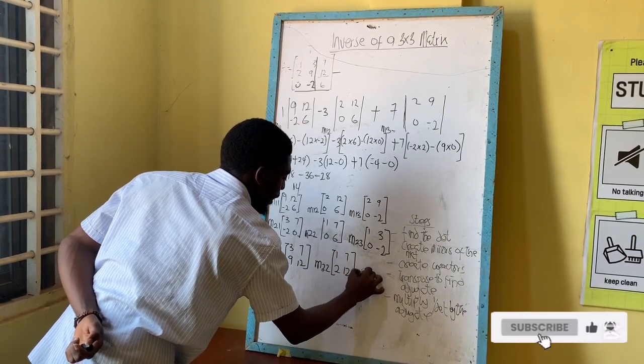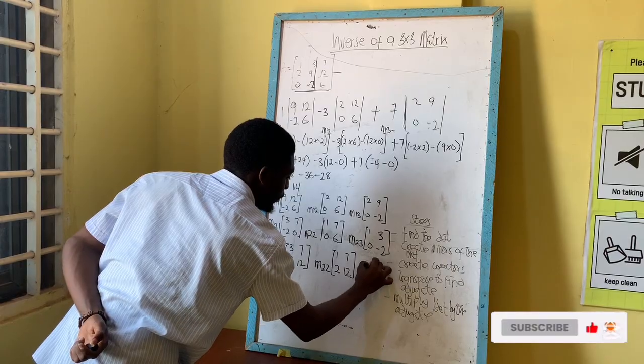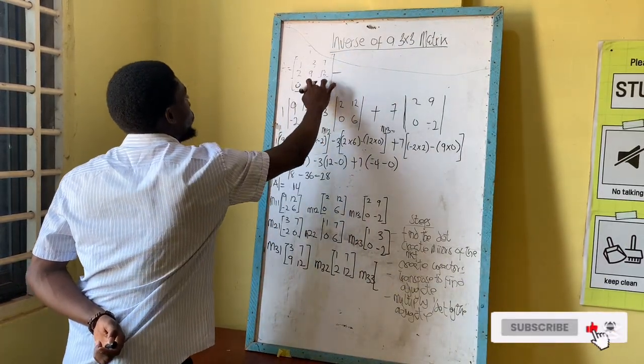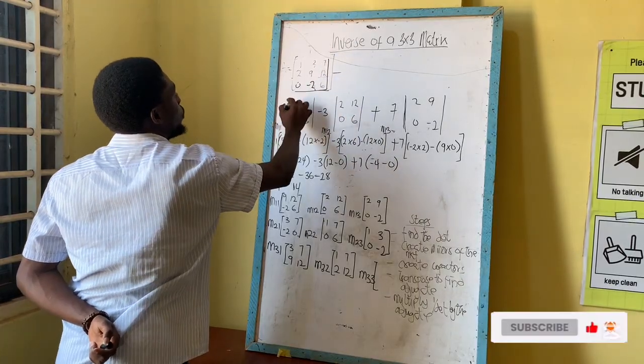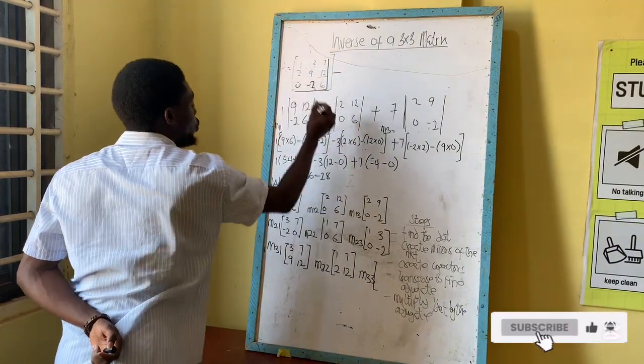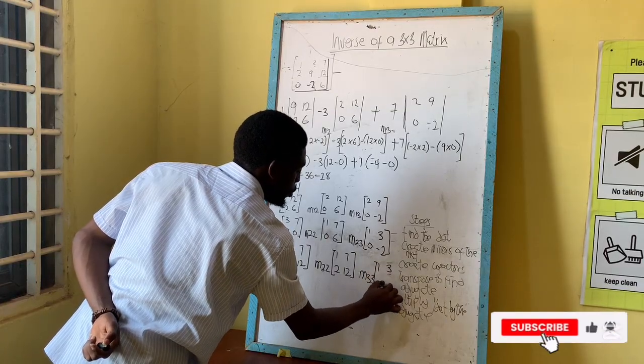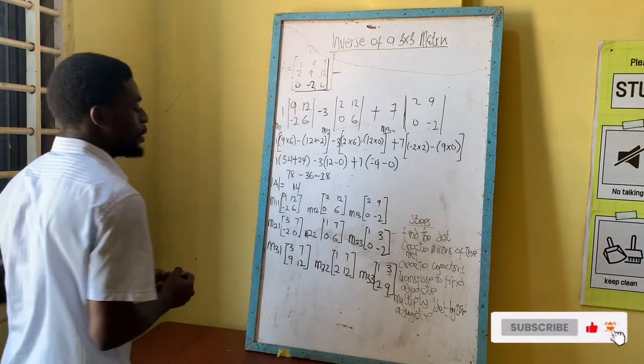Then our last minor, which is minor 3, 3, which is third row, third column. Then we'll be left with 1, 3, 2, 9. So we are done creating our minors.